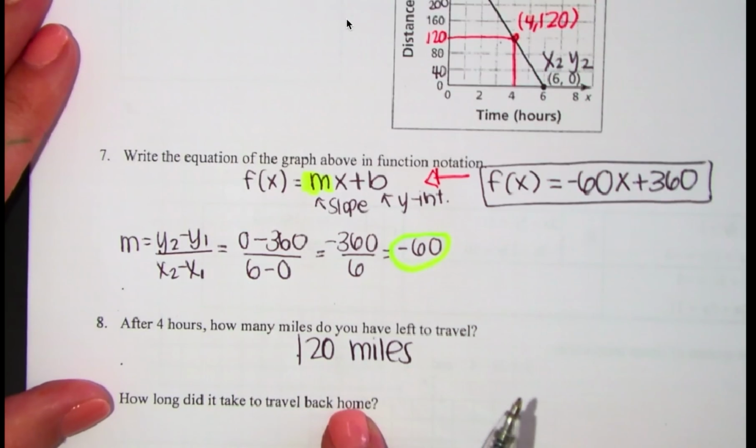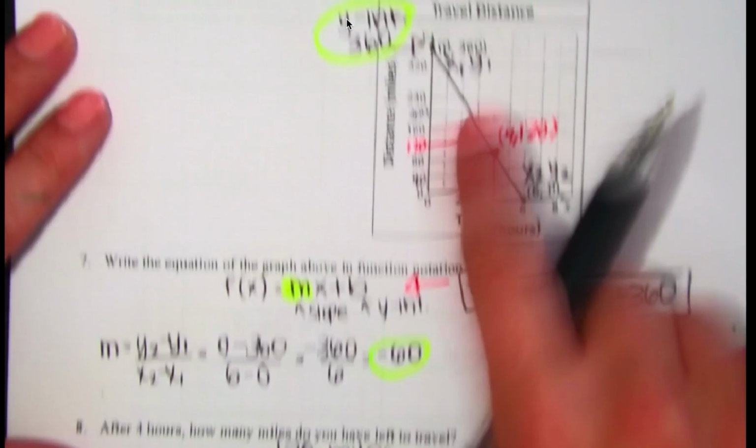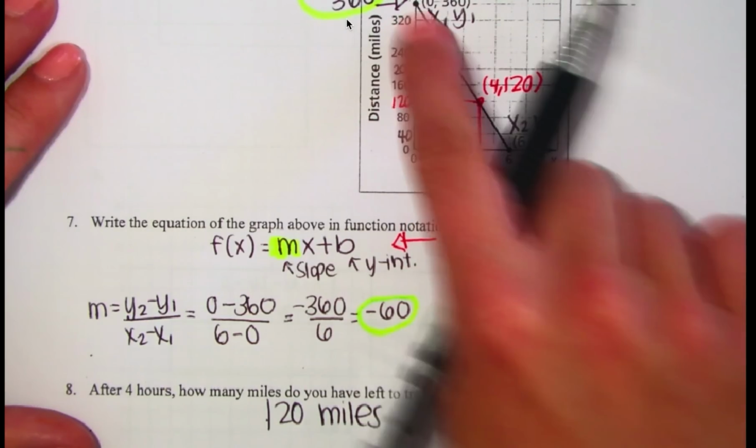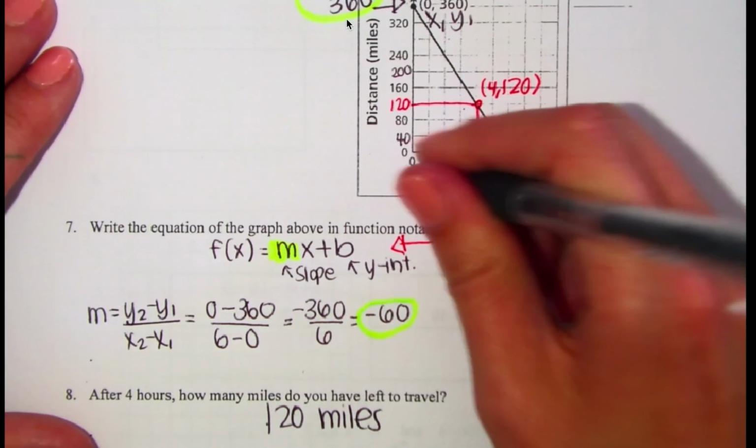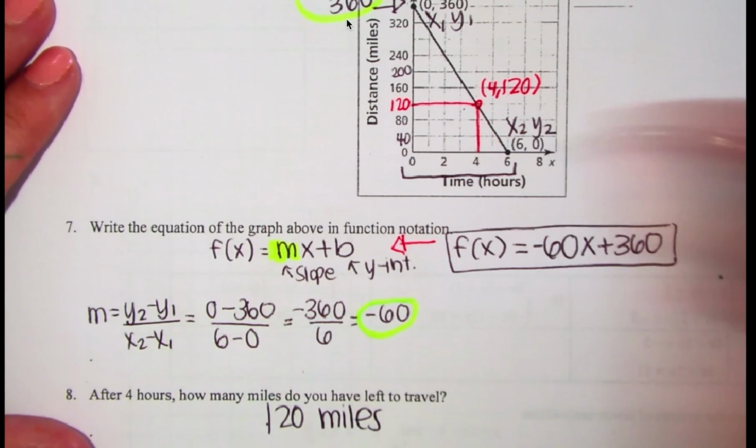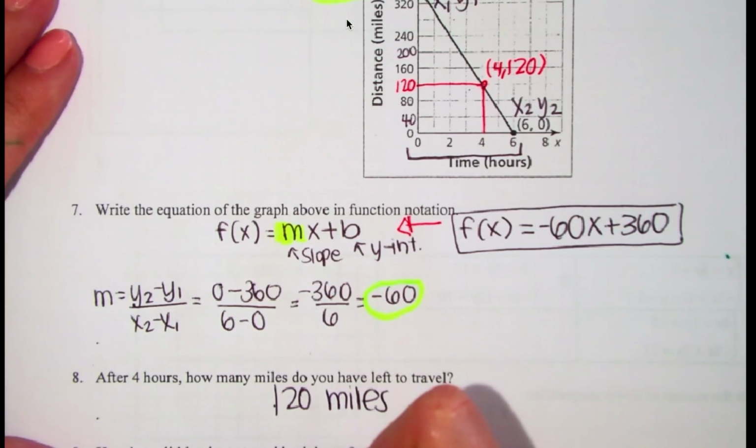How long did it take you to travel back home? So again, this is traveling home after a vacation. So this is where you're starting and then getting back home over here. So it takes 6 hours to travel back home.